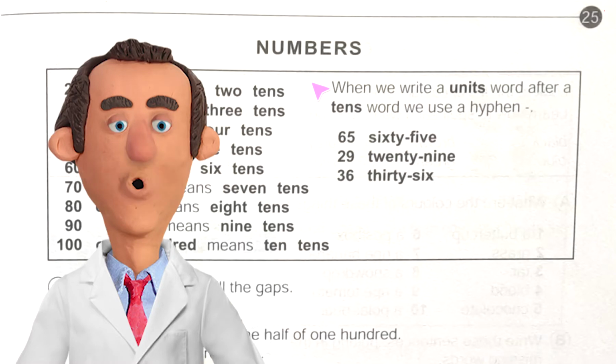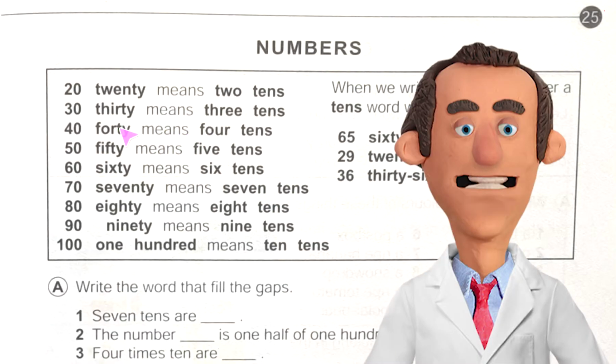Hello, hope you're fine. Today I'm going to discuss Junior English Book 1, page number 25, and today's topic is numbers. This is a very easy topic. I think you know about it already. After that, let's read what is written over here.